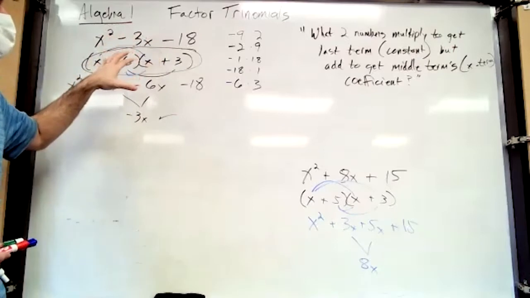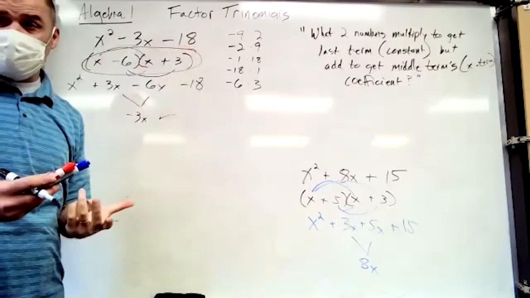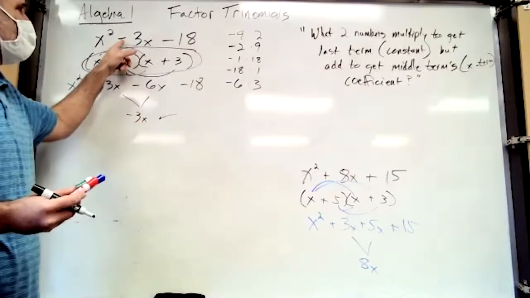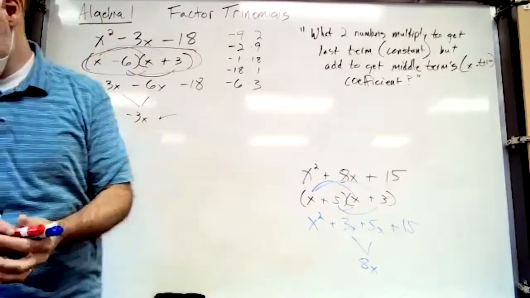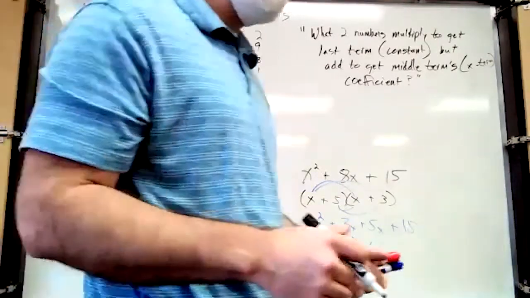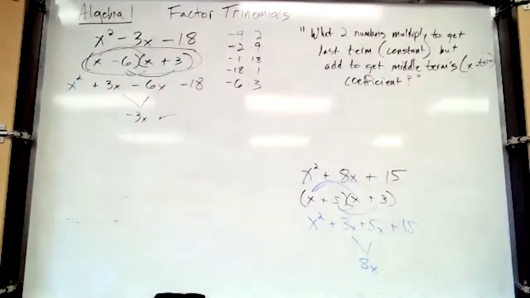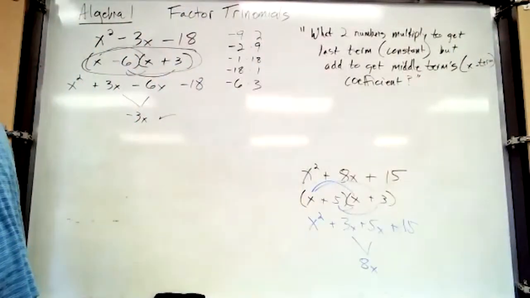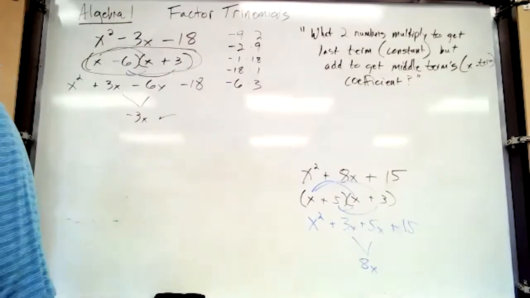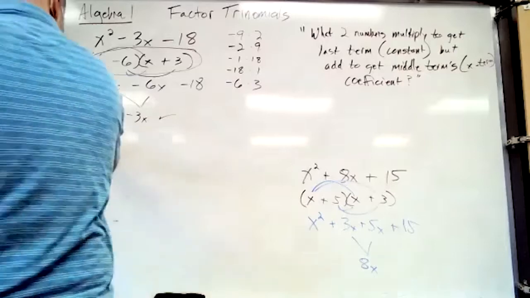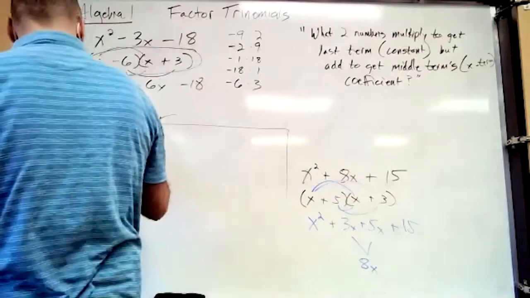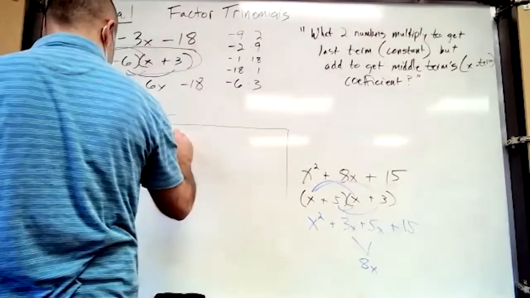So what two numbers multiply to get 18 but differ by 3? So 6 and 3 differ by 3, but the 6 has to be negative because you have to end up with more negatives. So you don't really have to analyze it too much. Sometimes it's faster to just try some numbers and see if it works. So let's try another example. Let's try this one: x squared minus 8x plus 16.